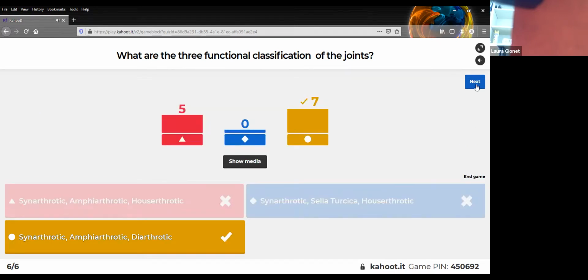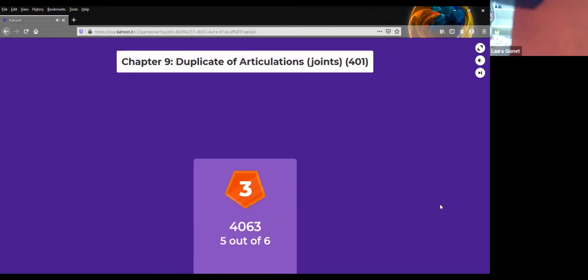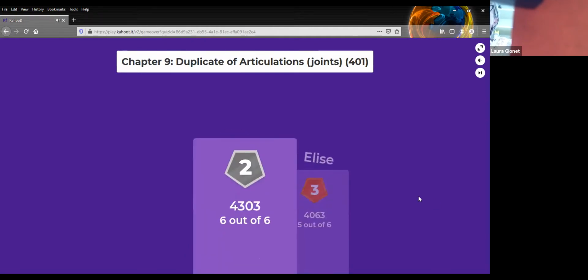Okay, good. There's no such thing as house arthrotic, you guys. Who picked red? All right. So we'll see the outcome of this. And I believe there's another one. So, and then we're going to start on the muscle tissue.